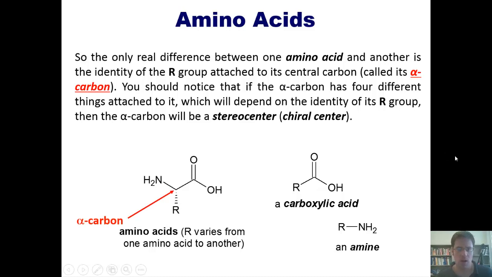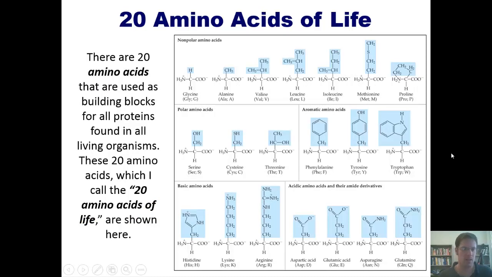Now, just so you know, there are 20 amino acids that are used as building blocks for all proteins found in all living organisms. These 20 amino acids, which I personally call the 20 amino acids of life, are shown here in this table. You'll notice that all of the individual R groups, these side chains attached to the alpha carbons in the amino acids, are highlighted in blue. So those are really the only structural difference separating one amino acid from the next.